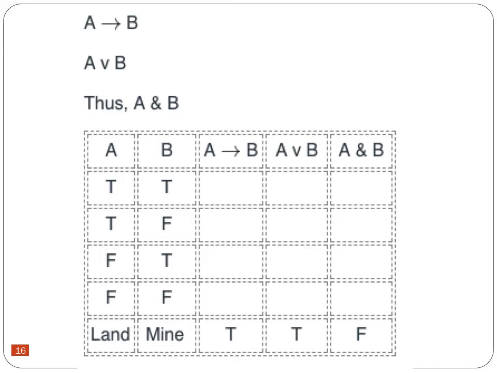So something extra that I do that isn't really covered in the book is I will make a landmine row at the bottom, and I will put a T underneath each premise column. So A arrow B is a premise column, A or B is a premise column, so I'm going to put a T under each, and I'm going to put an F underneath the conclusion column. The conclusion follows the thus here. It's A and B, and at the bottom of that, I'll put an F.